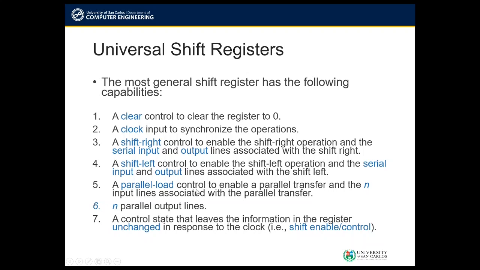If we have a parallel input, then we must have n parallel output lines. Number 7, a control state that leaves the information in the register unchanged in response to the clock. Which means that even if there is a clock pulse supplied to the shift register, the control state would allow the register to remain unchanged. This might be in the form of a shift enable or a shift control. Now in this case, if this feature is available, then we don't need clock gating to control the number of shifts.